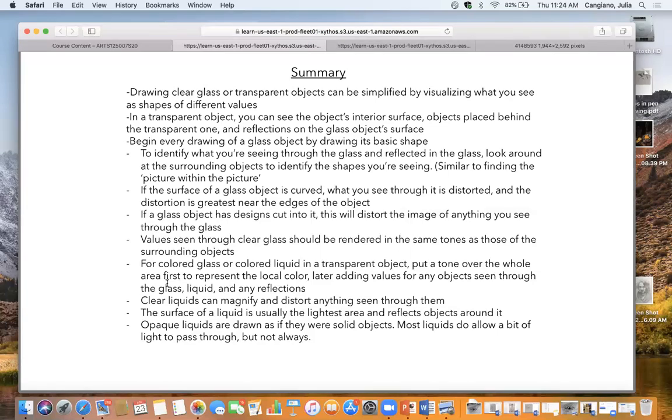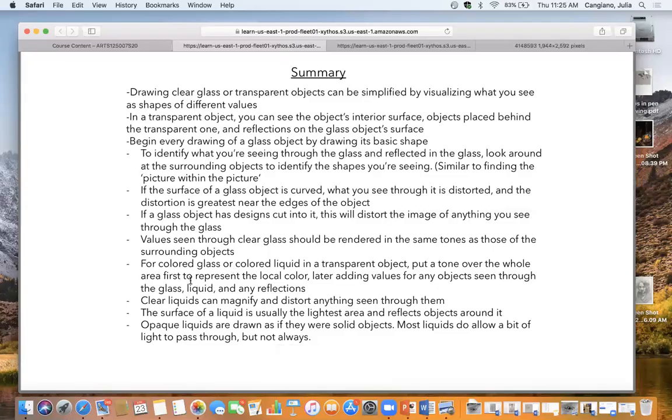So that's sort of how you would handle that. And then clear liquids, they can magnify and distort things seen through them. The surface of a liquid is predictably sort of the lightest area and reflects objects around it. And opaque liquids, so those would be drawn like something like coffee, milk, whatever. Those are going to be drawn as if they're solid objects. Most liquids do allow a little bit of light to pass through, but not always. So if you're drawing eggnog, that's probably not going to let any light through.